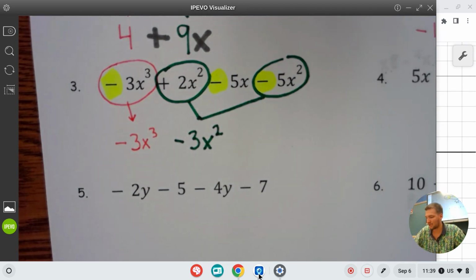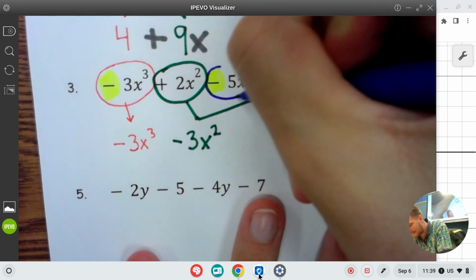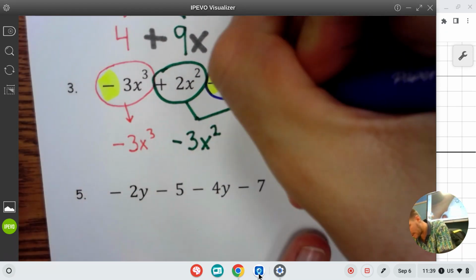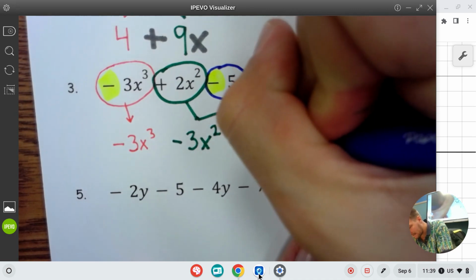And the last term that we have here, I got to go all the way to my blue now. Negative 5x. Does it have any matches? Do we forget about it? You got to bring it down, right? Minus 5x.